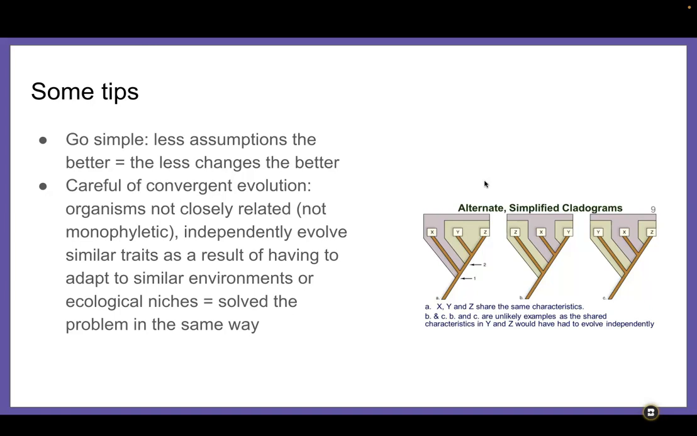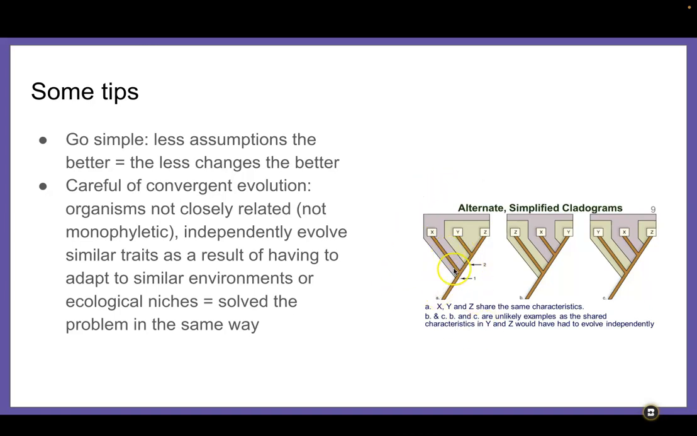Careful of what's called convergent evolution. This is where organisms that are not actually closely related evolve similar morphologic traits independently of one another because the environments that they're in are similar, and therefore over time they show similar adaptations. And that's just the way that they solve the problem, right? The way that species stayed alive, even though they aren't super closely related.